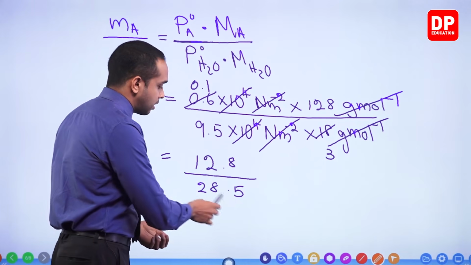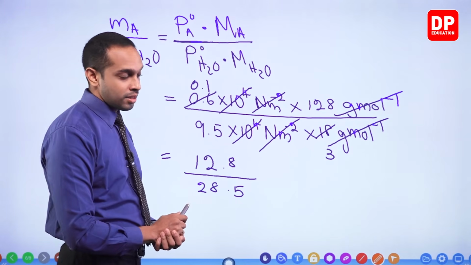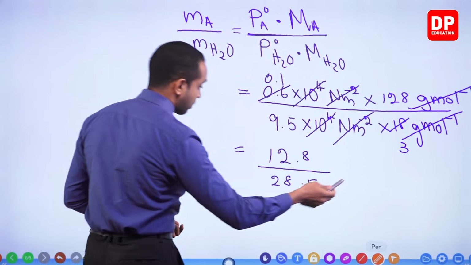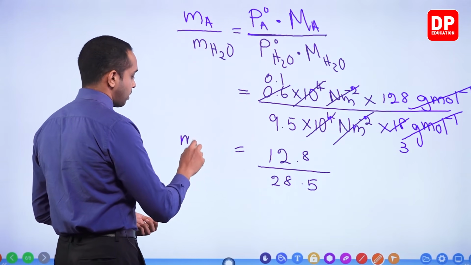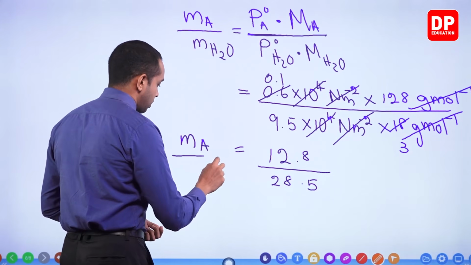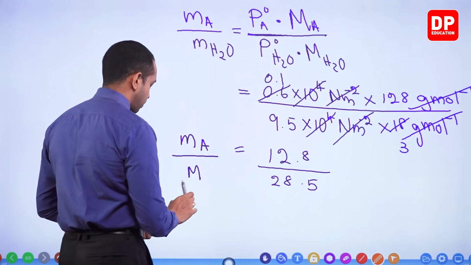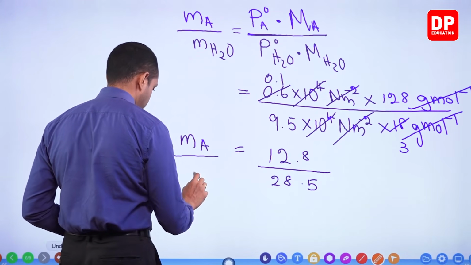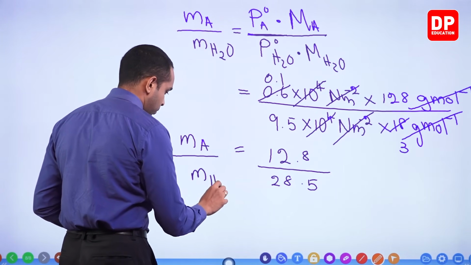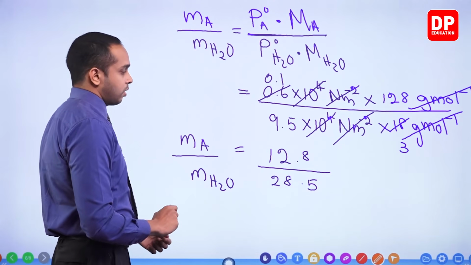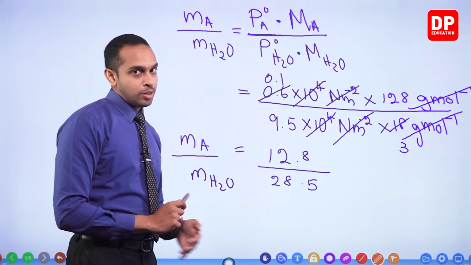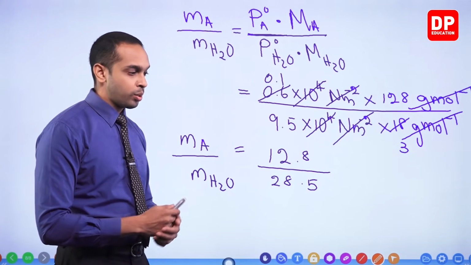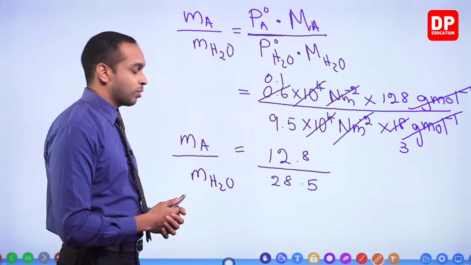So this is the ratio that you get, right? You can further solve this. This is mass of A divided by mass of H2O. So we can work with this ratio as it is, or else if you really want, you can further solve it, or you can keep the solving to last.